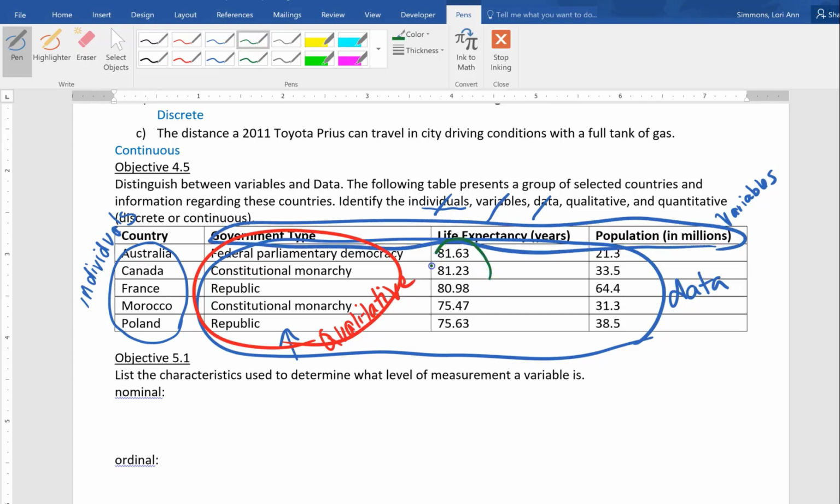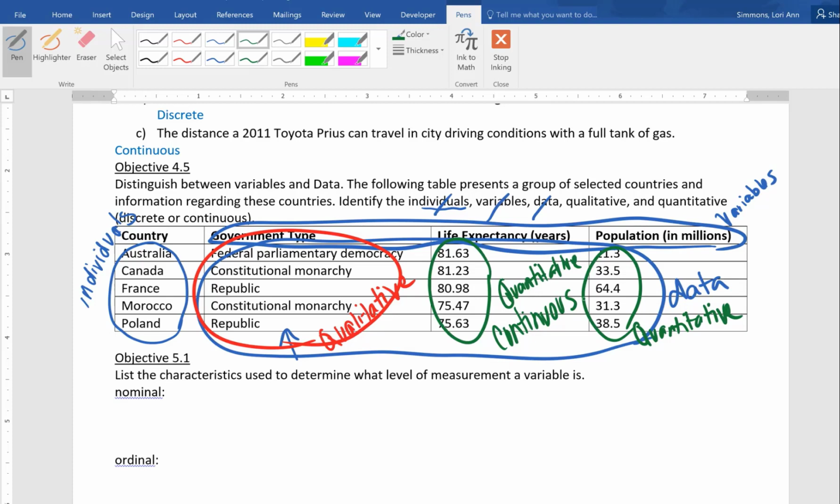Life expectancy, quantitative. And population, that's also quantitative. It is a meaningful number when you add or subtract. All right, life expectancy in years. Is this going to be continuous or discrete? This will be continuous because you don't live by a full year, right? You don't live either 1 year or 2 years. You live maybe some kind of months in between.